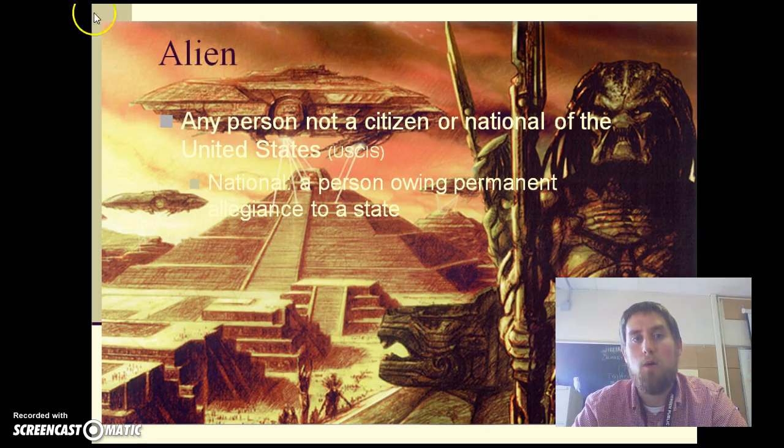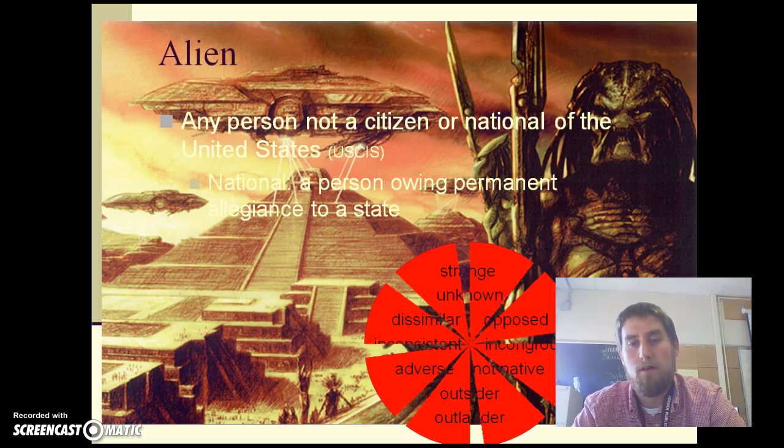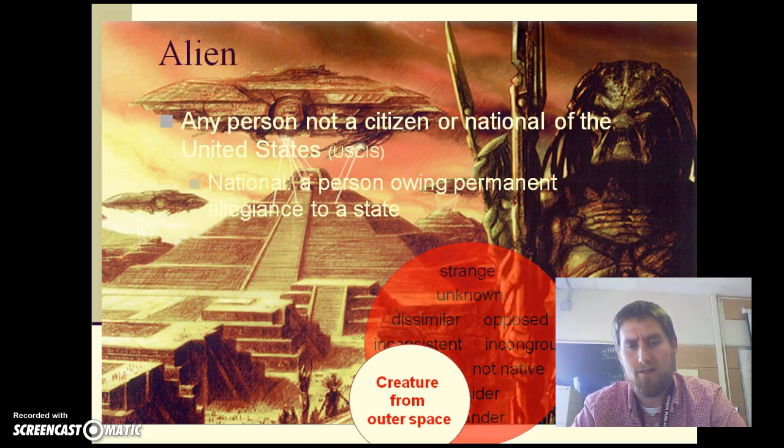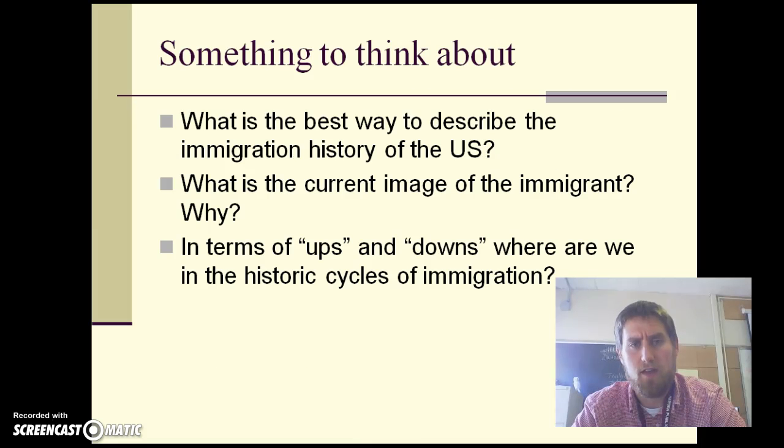A word I do not want us to be using in this class is the word alien. Technically, it means any person who is not a citizen or a national of the United States. But along with the word illegal, we don't refer to people as illegals or as aliens, right? That's not the correct term. We use the term immigrant, because of the negative connotation, right? Aliens are strange or unknown, a creature from outer space, right? It's not necessarily a good thing.